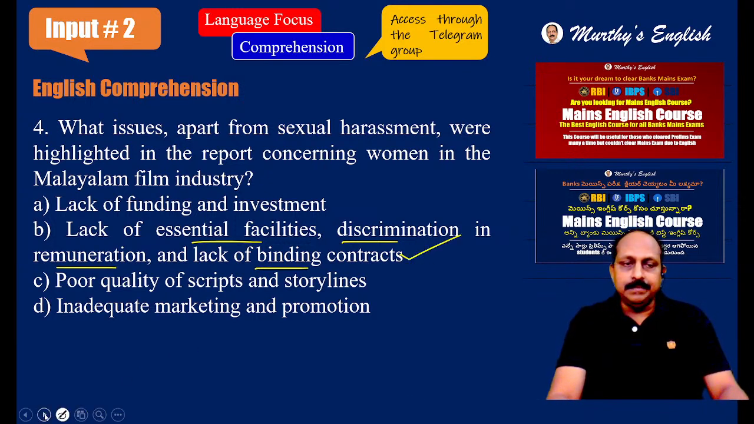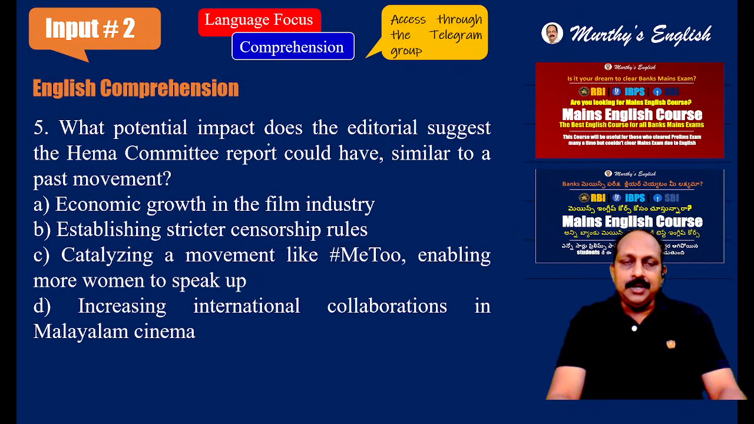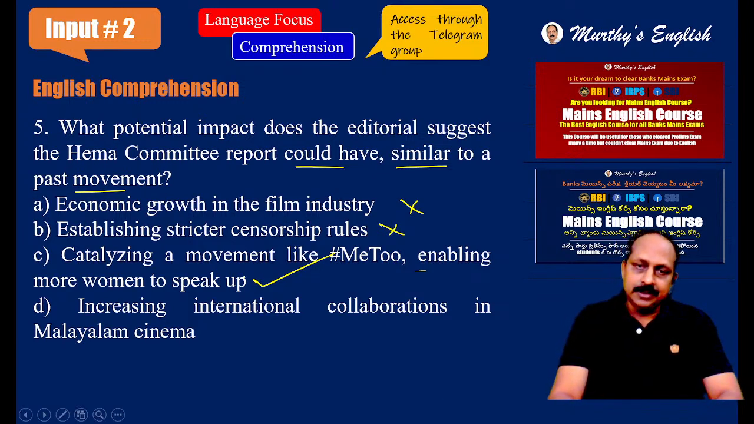Answer is B. What potential impact does the editorial suggest the Hema Committee report could have, similar to a past movement? Economic growth, no. Establishing stricter censorship rules, no. Catalyzing a movement like Me Too, enabling more women to speak up, clearly mentioned in the passage.